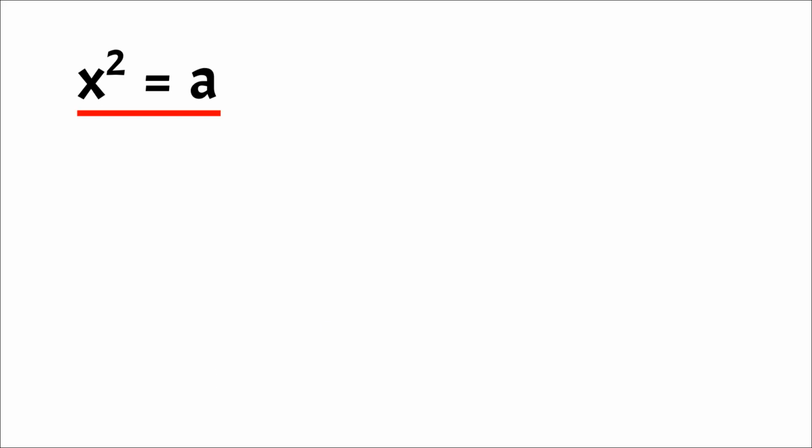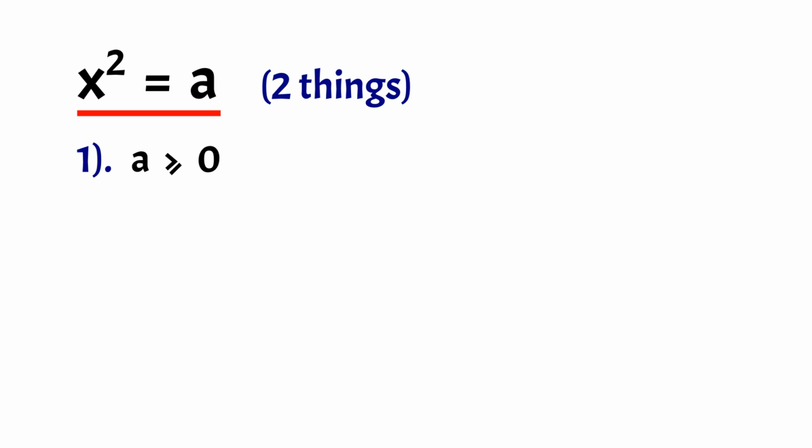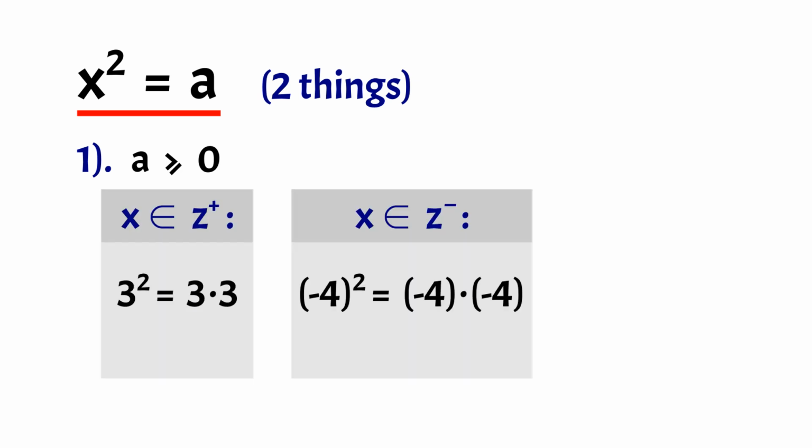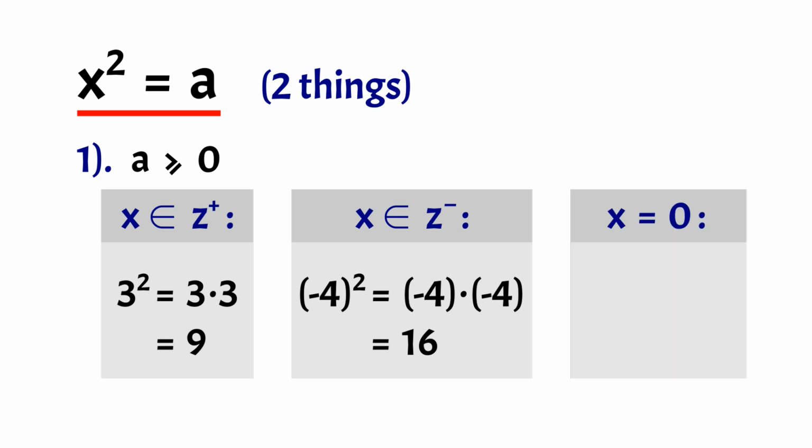Fourth observation. There are 2 things about this equation. 1. The result of taking a square is never negative, no matter which whole number we input into x. If x is positive or negative like this, the squares will both be positive. And if x is 0, 0 square is 0.